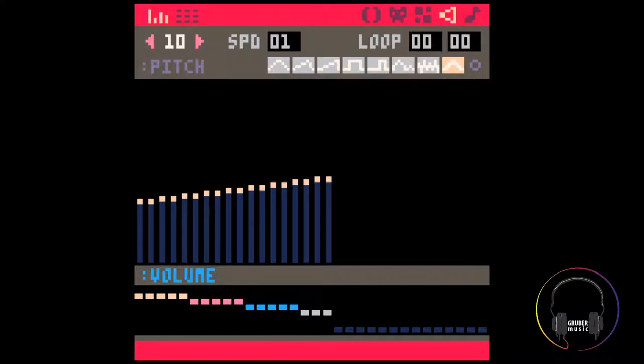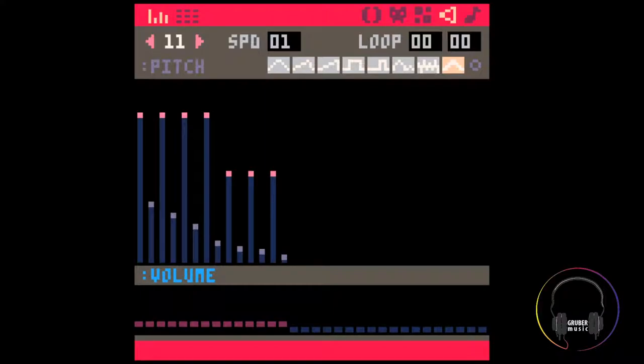So this is Fez. This is the landing sound. This is the best I could do for recreating the landing sound in Fez.